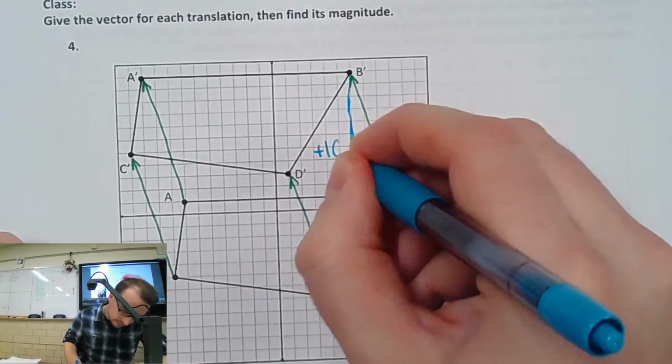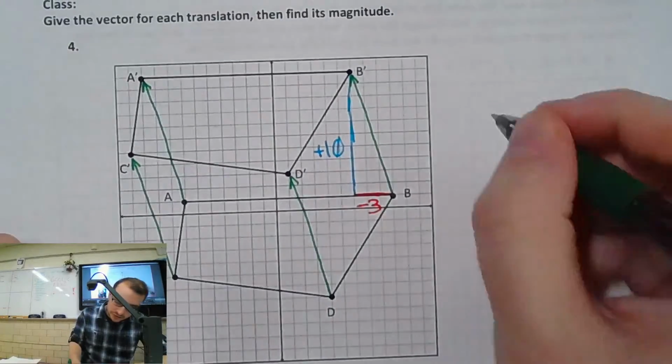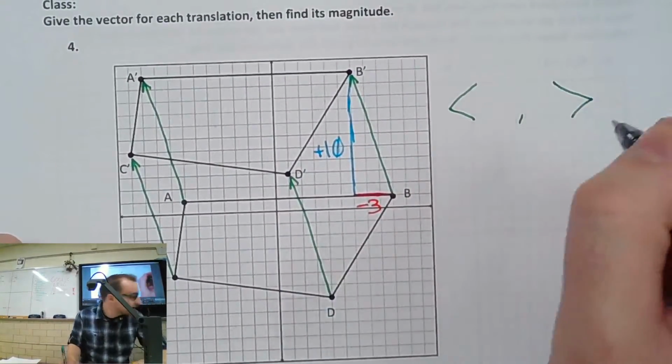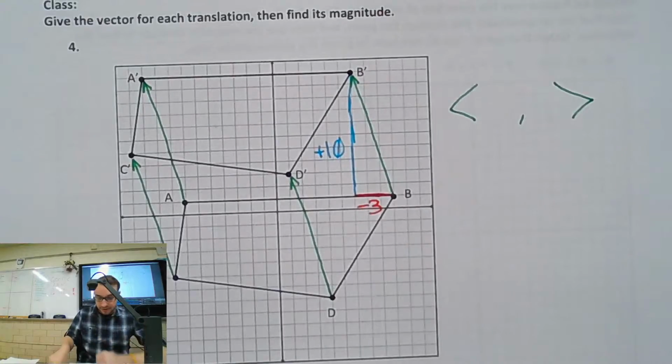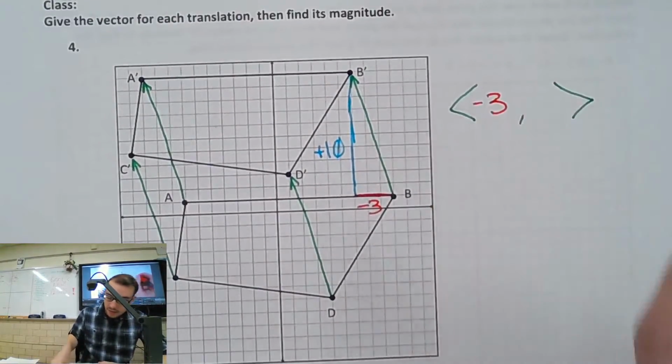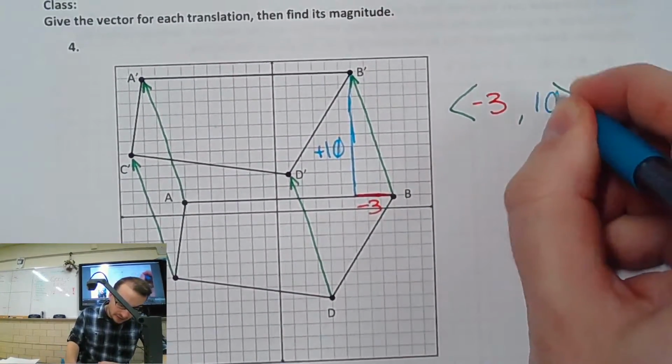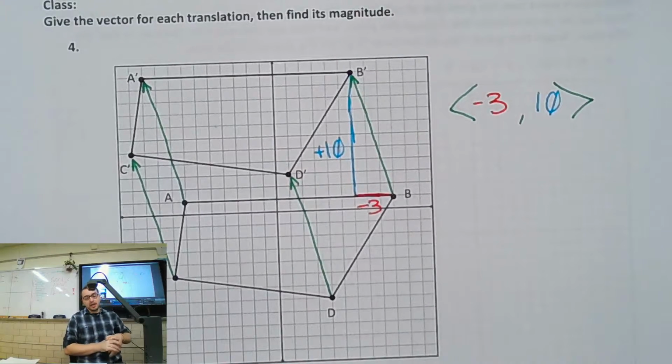Up 10. So the vector that we did, again, pointy brackets, we're talking vectors here, was -3 in the horizontal direction and +10 in the vertical. That's the vector we applied to each of those vertices. That's it.